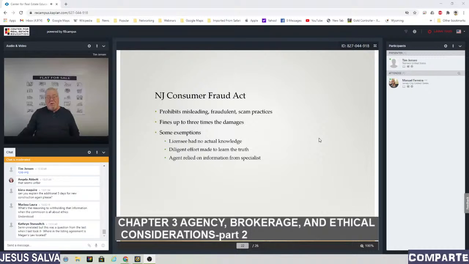Now, there are exceptions to the Consumer Fraud Act where you had no actual knowledge of a thing, so you can't be held responsible for relaying information wrong or right about something. Or you made a diligent effort to learn the truth, except the truth was hidden or not disclosed to you for some reason. Or an agent relied on information from a specialist, and the specialist was wrong, therefore the information couldn't have been right. So understand, guys, there are some protections under the Consumer Fraud Act for realtors if they had no actual knowledge of a thing, or they made a diligent effort to find the truth, or they were misled as to the nature of the information.